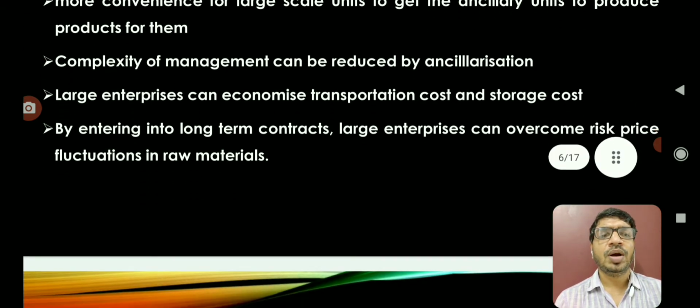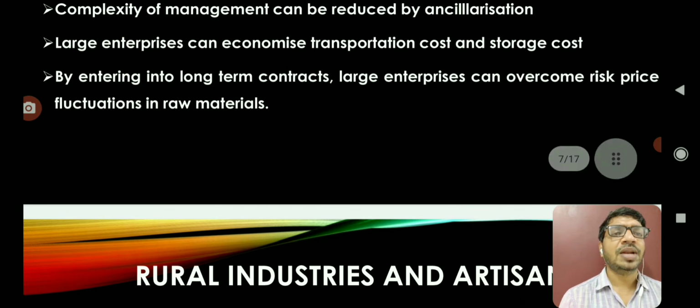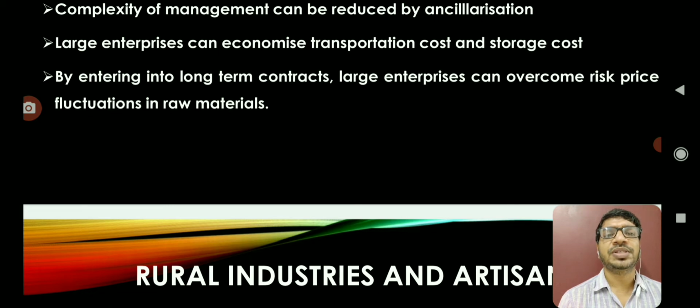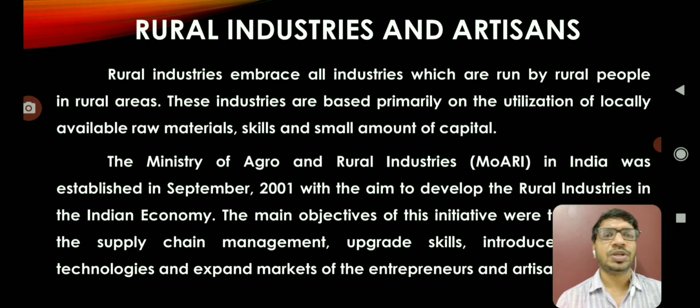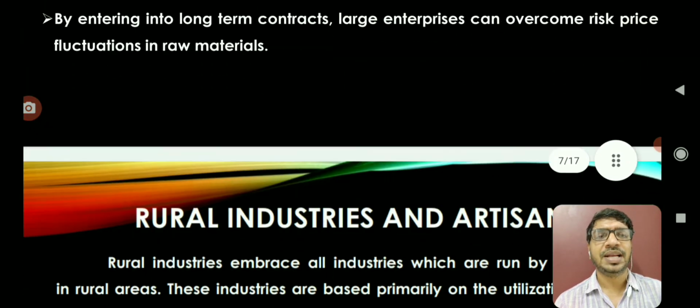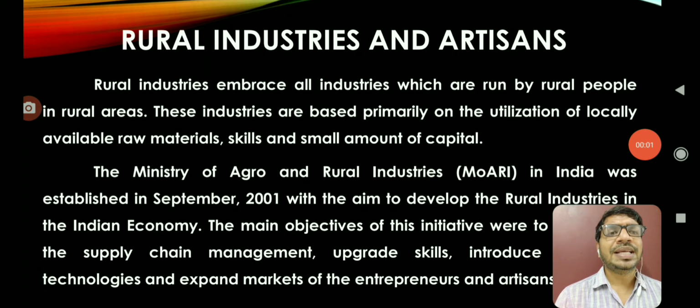By entering into long term contracts, large enterprises can overcome the risk of price fluctuations in raw materials. So prices of raw material may fluctuate very frequently. By entering into long term contracts with ancillary units, they can stabilize the prices of raw materials so that economies or cost reduction is possible. So this is briefly about ancillarization. Now let us look at rural industries and artisans.